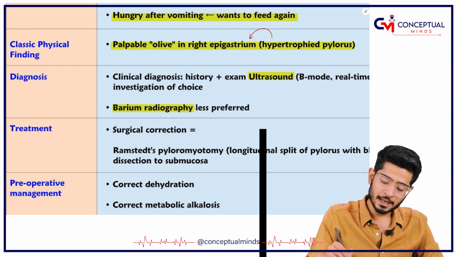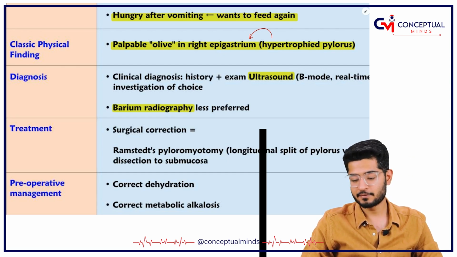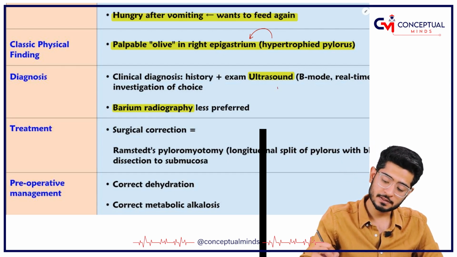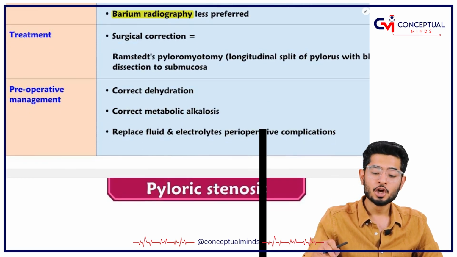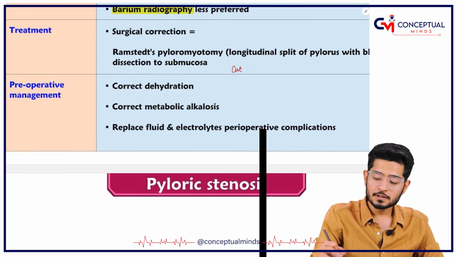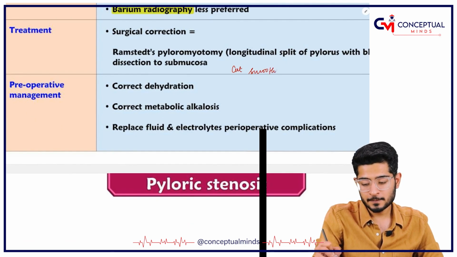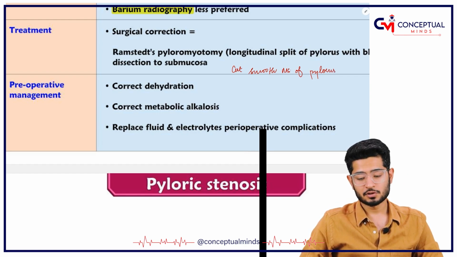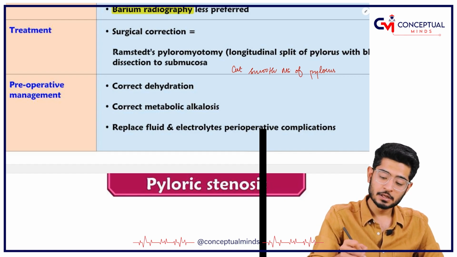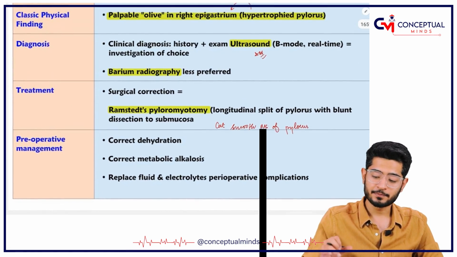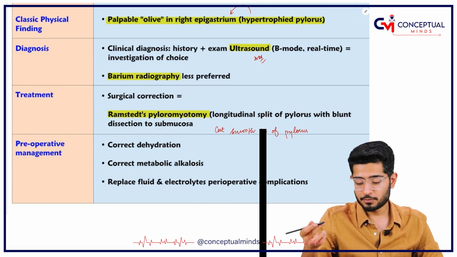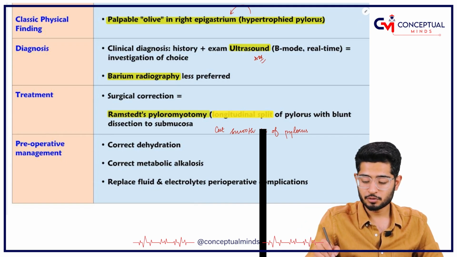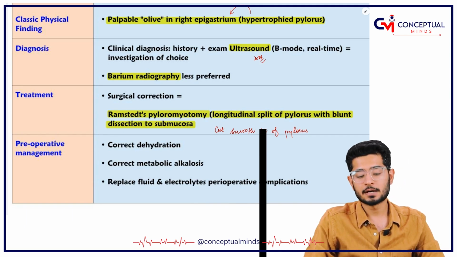Barium radiology we are doing, but it is less preferred. What is preferred is ultrasound. USG is something which is important. So what you do, you cut the smooth muscles of the pylorus, and once you cut them, the hypertrophic pyloric stenosis is going to get relaxed. So Ramstedt's pyloromyotomy is the treatment of choice for pyloric stenosis. We do a longitudinal split of the pylorus with blunt dissection to the submucosa.